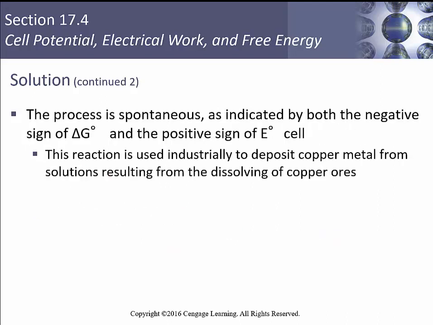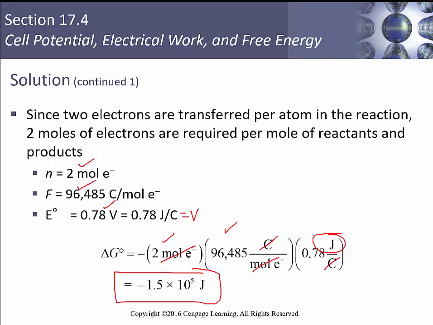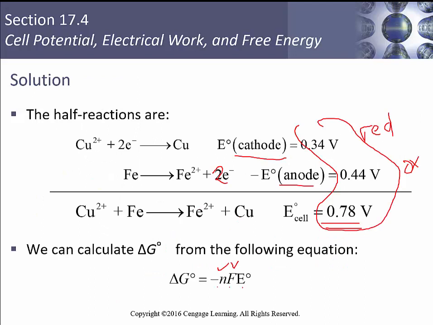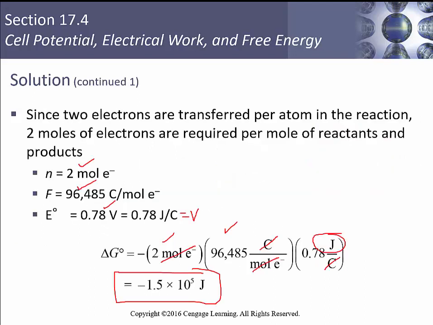The reaction is spontaneous, as indicated both by the negative sign of delta G and the positive sign of E cell. This reaction is used industrially to deposit copper metal from solutions resulting from dissolving copper ores. Right, so if I want to get some copper, one of the easiest ways to do it is I'm just going to dissolve it in some nitric acid. Now I've got copper 2 plus or copper 3 plus, and then I'm just going to deposit it by taking advantage of the fact that I can react it with cheap iron. All right, so the copper will deposit out onto the iron.